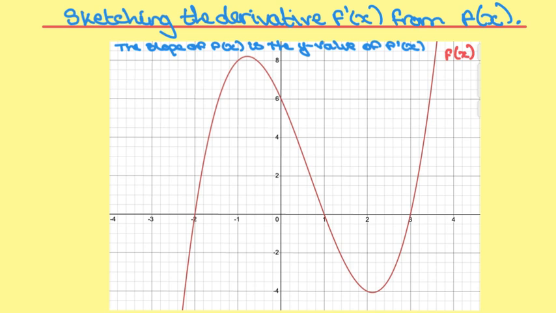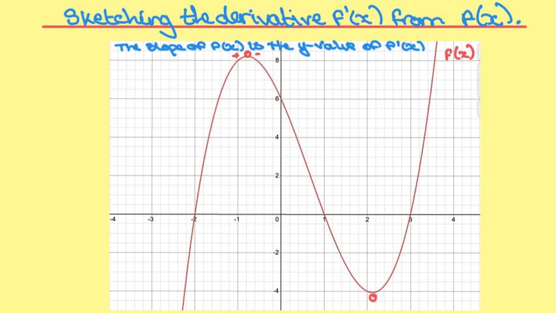So let's go and put in what we actually know about the graph. We know that at this point, the gradient of the graph is 0, and there is a maximum. We also know that at this point, the gradient of the graph is 0, but we have a minimum. So just at this side of the maximum, the gradient is very slightly positive. At this side, it is very slightly negative.